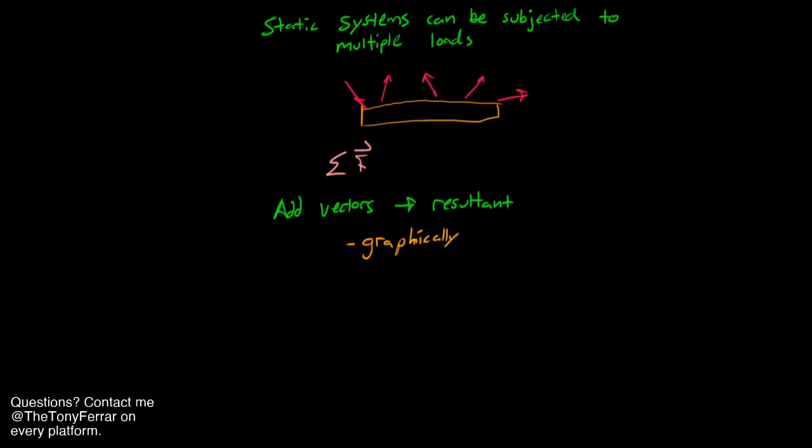The second is using geometry or trigonometry. And the third way is using the vector components. And depending on what information you have available, each of these methods is going to be useful or most convenient in different circumstances.